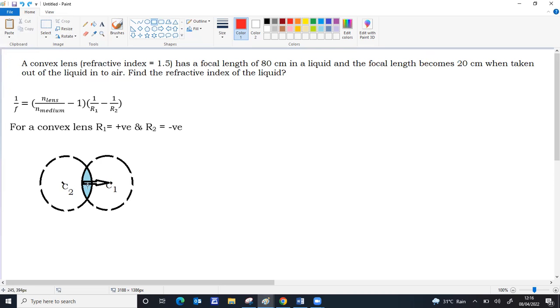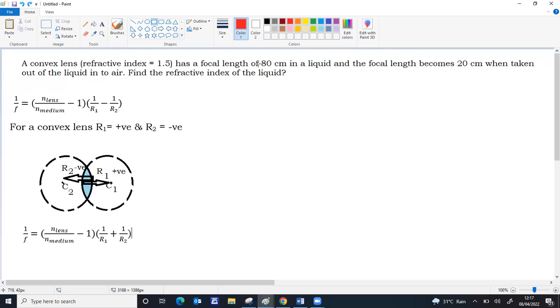All measurements should be from the optical center towards the point. If the point is to the right, from optical center to the right will be positive, so R1 value will be positive. When you measure the radius of surface 2, it's measured from the optical center to the left, so that will be negative. That's why R1 is positive and R2 is negative. If you apply that, this equation will become n lens by n medium minus 1, into 1 by R1 plus 1 by R2. It's a general formula. Now we have to come back to the question.